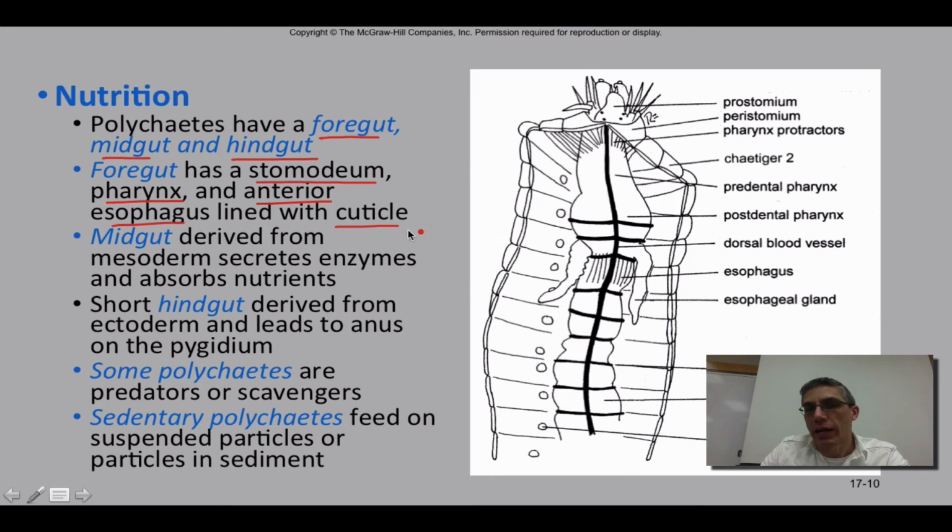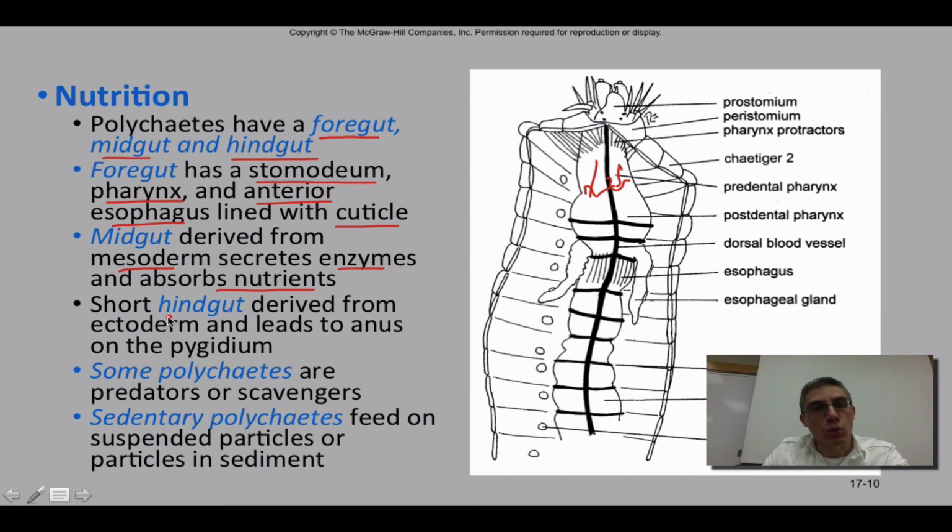Now remember, we had said the cuticle was something we would think would be found on the outside of the animal, and actually that's the case. During embryonic development with a lot of these worms, this particular digestive tract is going to enfold on itself, and originally during embryonic development that cuticle is on the outside, but as it enfolds, it becomes positioned on the inside of the animal, and that's kind of the reason why the cuticle is on the inside. Now the midgut is going to be derived from mesoderm. It's going to be used to secrete enzymes, and of course to absorb nutrients.